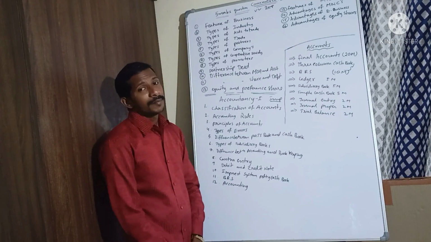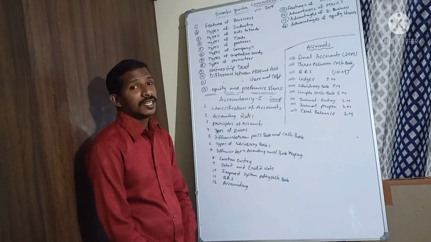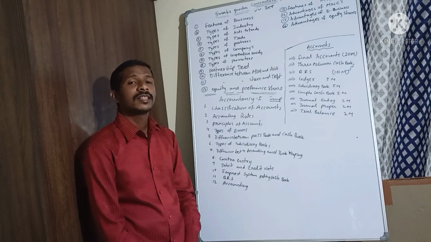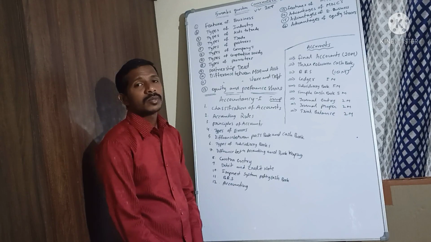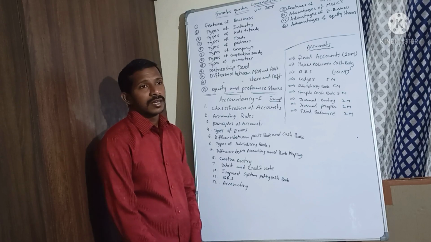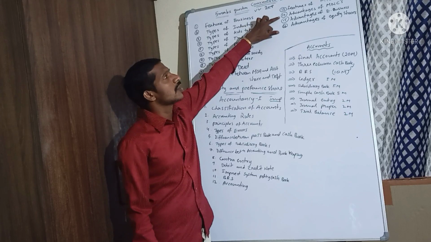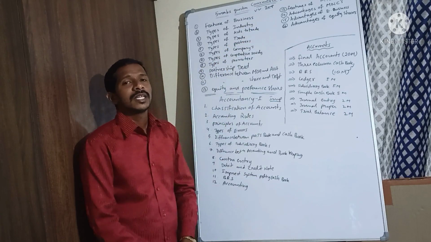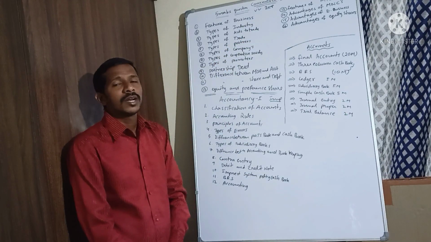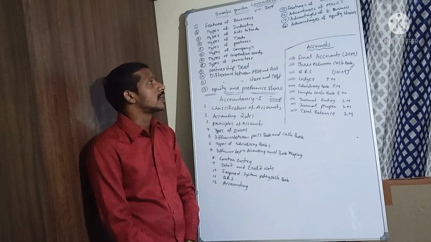In multinational companies, there is a home country and a host country. Home country means where the head office is. Host country means where the branches are. Next one, advantages of MNC. Multinational corporations have many advantages for the home country and the host country.